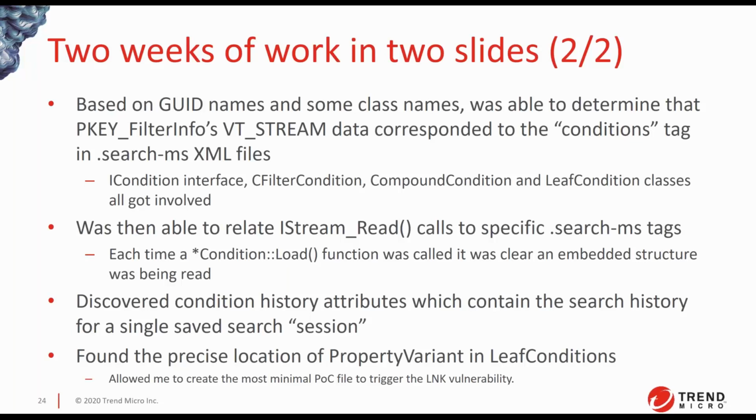So if someone was searching and then saved that search, you could see every single change they made in that particular search session. And then this finally led me to the precise location of the property variant, which is contained in leaf condition structures. This allowed me to create the most minimal POC file to trigger the LNK vulnerability, which is ultimately the goal of our research.